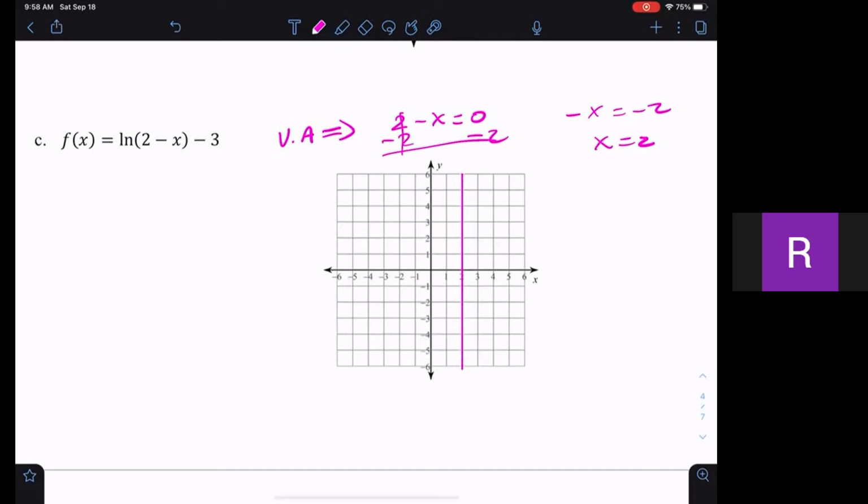Remember, when you're doing vertical asymptotes, you have to do the dotted line. The reason I'm doing a straight line is because I want to save time. Okay, now I need to find points, right? So again, easy points. I want to make this equal to 1, right?